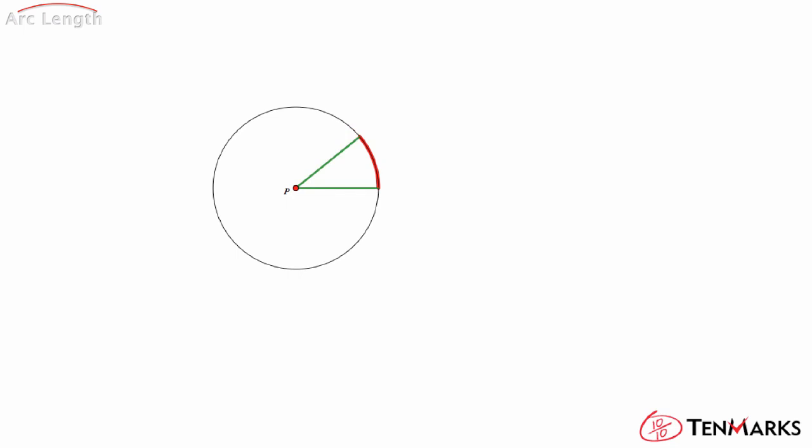In order to measure the length of the arc, you need two pieces of information. You need the measure of the central angle and the length of the radius. To find the arc length, you multiply the measure of the central angle and the length of the radius. This can be represented by the formula S is equal to theta times r, where S represents the arc length and theta is in radians.